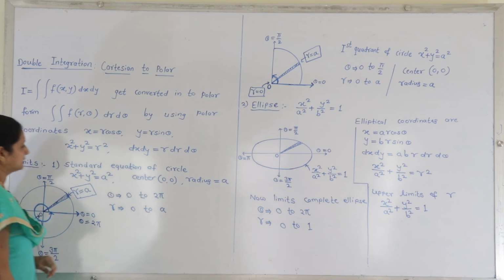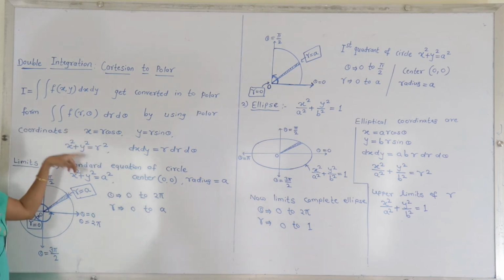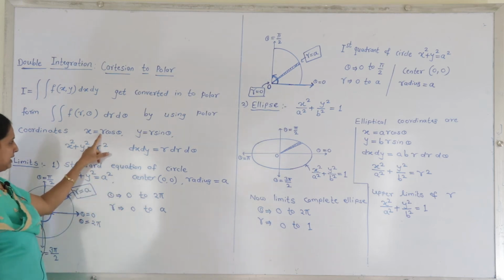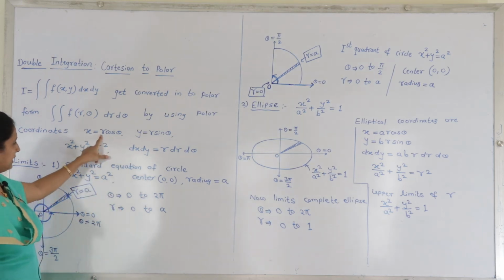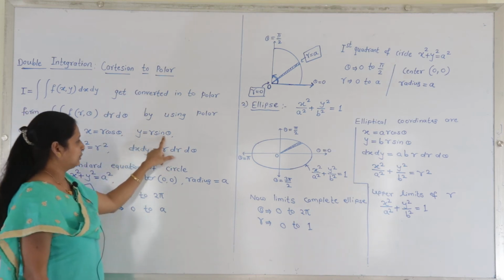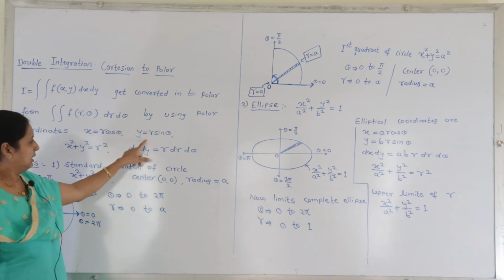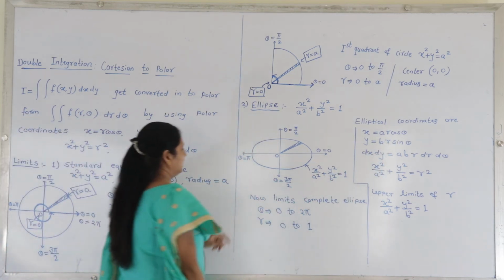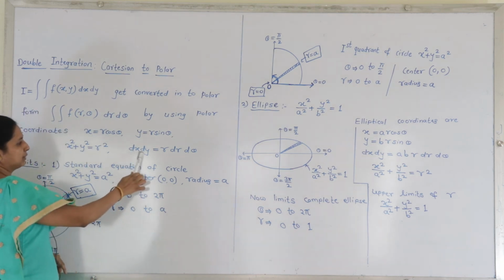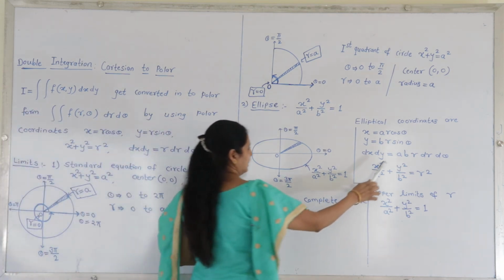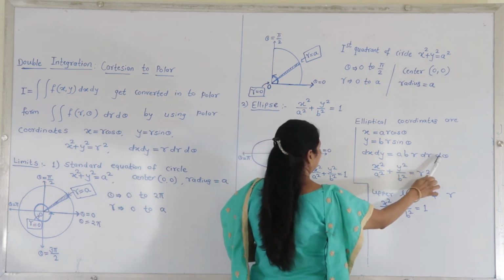How to remember this? In a circle, x is only r cos theta, but in an ellipse, a is multiplied in the x value. For y, it is r sin theta in a circle, and for an ellipse, b is multiplied with r sin theta. In a circle, dx dy is only r dr d theta, but in an ellipse, dx dy is a b r dr d theta.